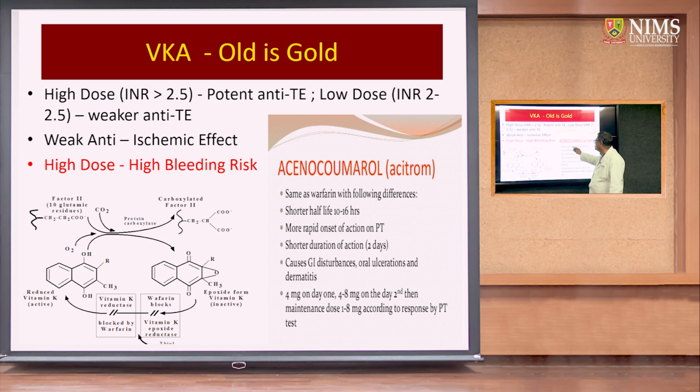Basically, it has a shorter half life, which means that suppose somebody has to go for bypass surgery, or any surgery where you need to stop the oral anticoagulation. If you use this drug, then the duration of stoppage will be less. Obviously, it also has a more rapid onset of action. So, when you need a more rapid onset and shorter duration, you may use it, but it can cause GI disturbances, oral ulcerations and dermatitis.